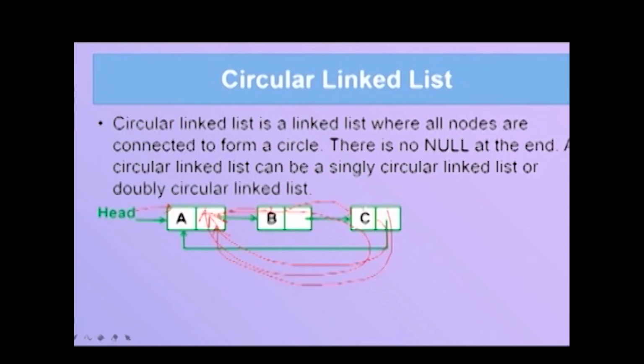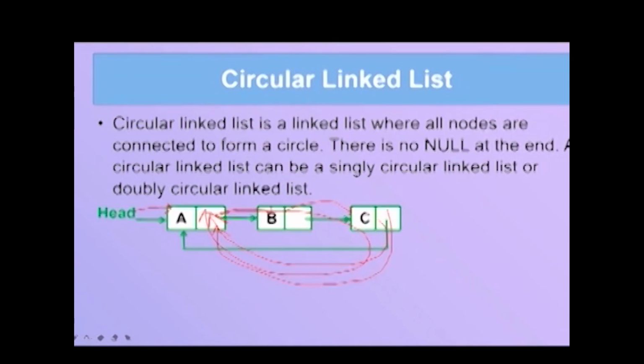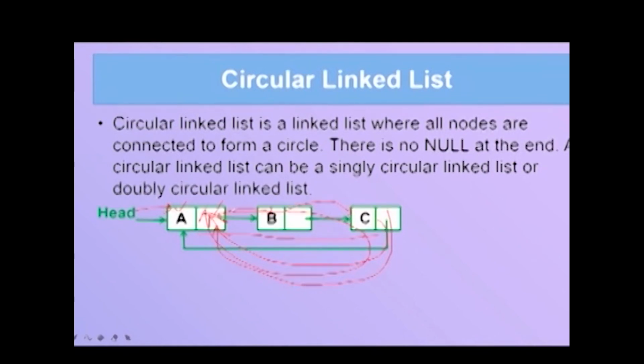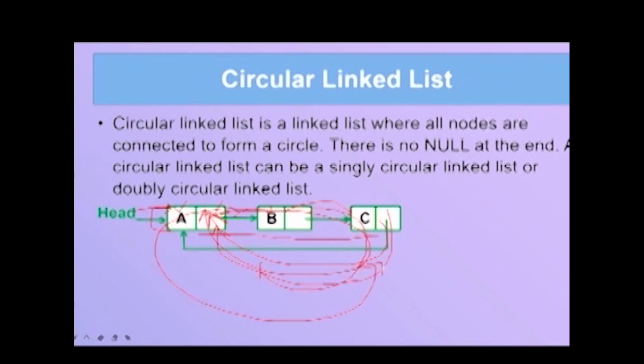So we can make a circular linked list as a singly circular linked list or as a doubly circular linked list. This is a singly circular linked list. You can see that there is only a data field and a next pointer. If we want to make a doubly circular linked list, we can also make it. Then we will need a previous pointer also, and then it will create two circles. One is a forward circle and the other is a backward circle, right?